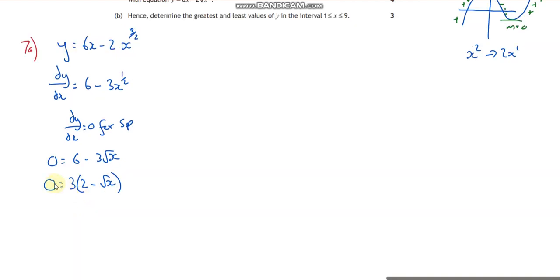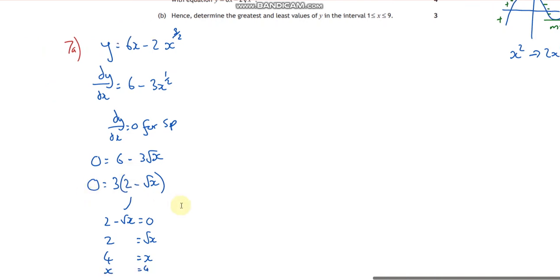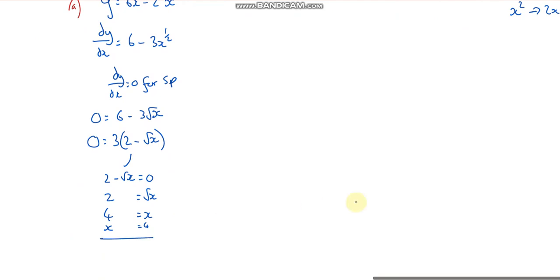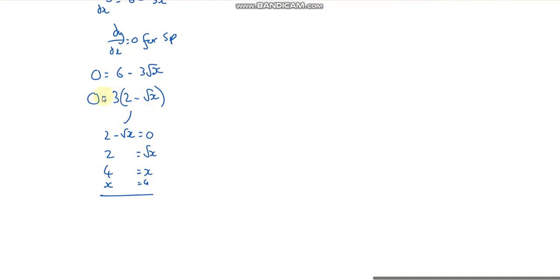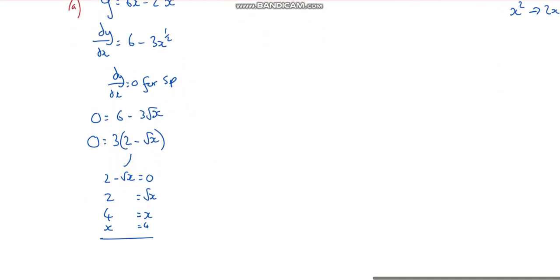So this is saying 2 take away root x has to be equal to 0. So it means that 2 has to be equal to root x. So 2 is the square root of what? Well, square both sides, you can do it that way if you want. 4. Okay, so x is equal to 4. I'm just going to write it on that side. X is equal to 4. So I've got one stationary point at x is equal to 4. You might have had multiple stationary points here, but so far I've just got 4.